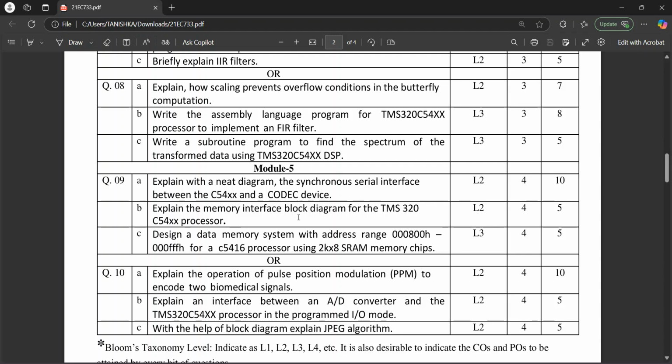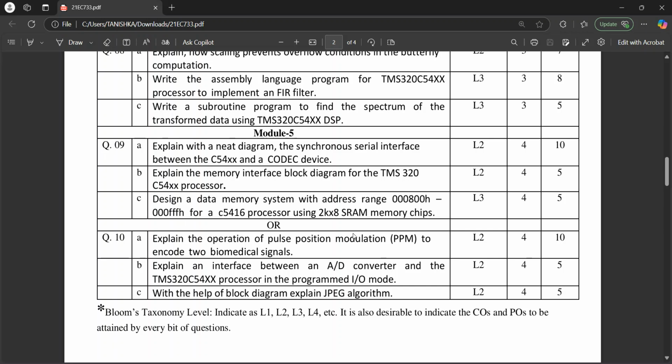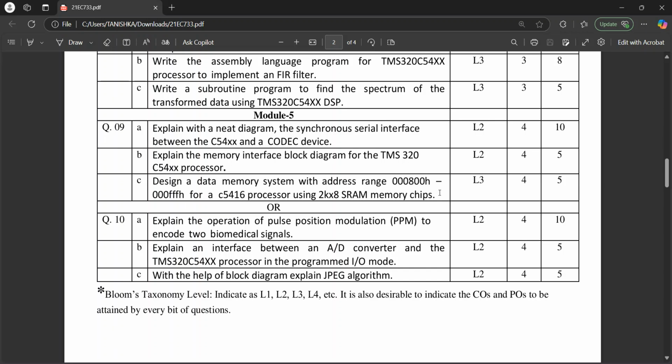Explain the memory interface block diagram for the TMS320 processor, and design a data memory system with the address range 8000H to 8FFFH for C5416 processor using 2K cross 8 SRAM memory chips.